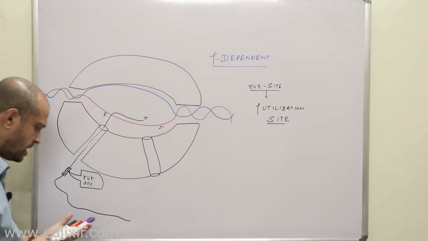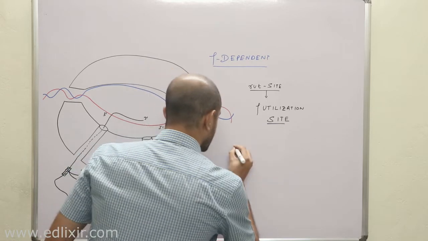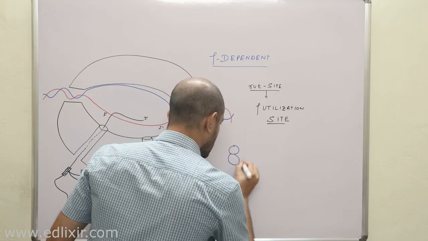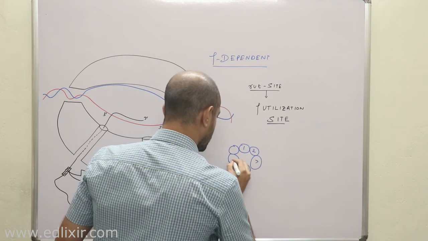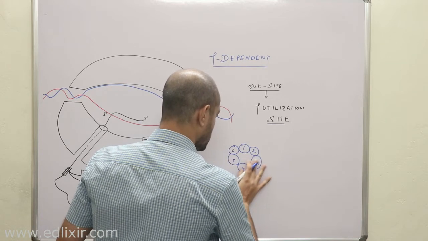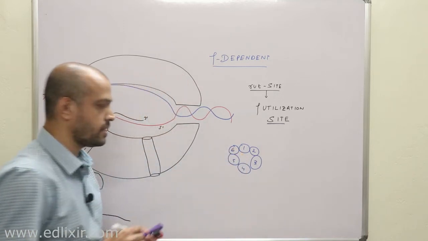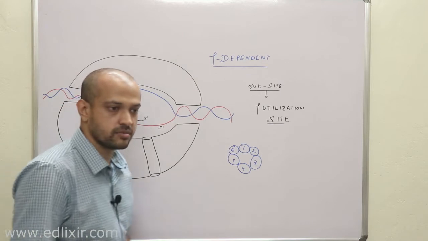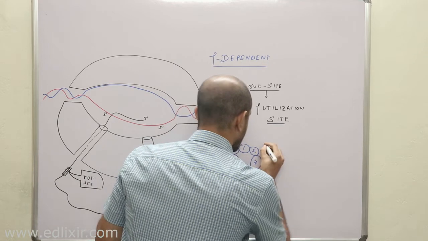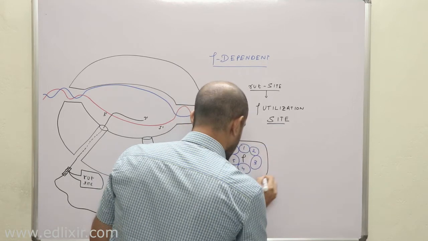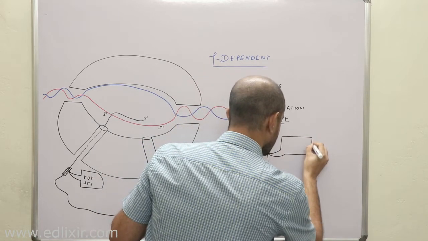Now listen, actually what happens is this rho protein is a hexamer, and it looks like a donut, 1 2 3 4 5 6. So this is a hexameric protein. Now listen with all your attention. What is the chemical nature of this rho protein? Rho protein is nothing but a helicase.